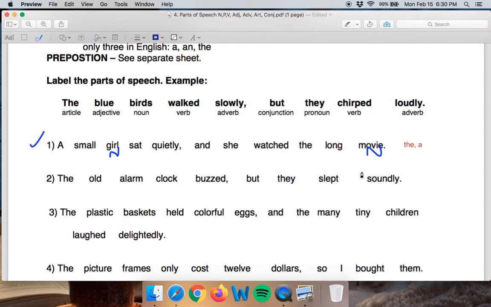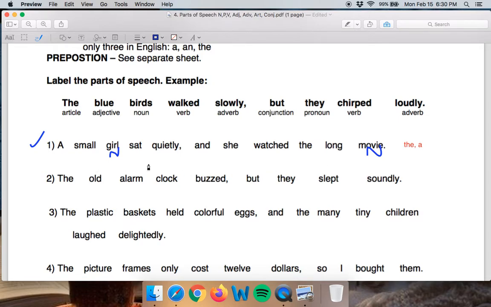Now, they wouldn't be nouns in all sentences, and a word is different parts of speech in different sentences, depending on how it's used in different sentences. We'll see more about that in a little bit. But I couldn't say the and. That doesn't make sense, right? I couldn't say the watched or a watched. That wouldn't make sense. I couldn't say the long or a long, right? So I could say a long movie, but then it would be movie that's the noun, not long.